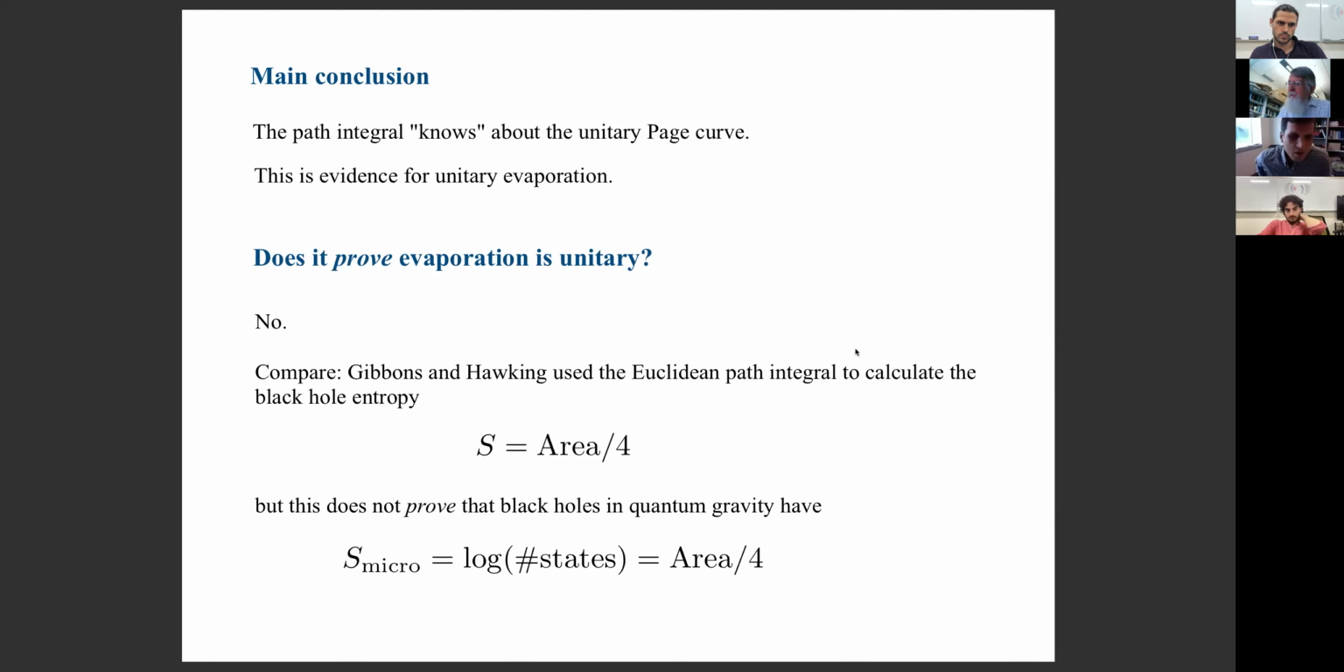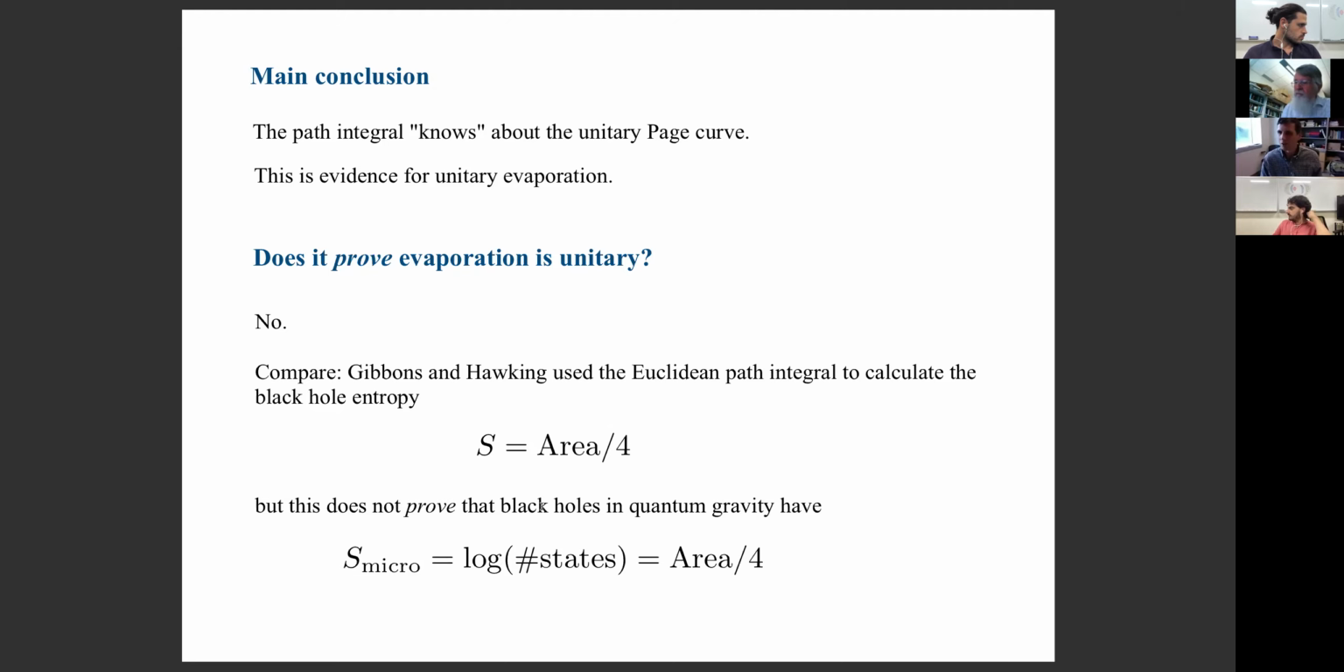So for comparison, let's think about the ordinary entropy of the black hole. Gibbons and Hawking use the Euclidean path integral to calculate the black hole entropy. This is a thermodynamic calculation. They use the Euclidean path integral and thermodynamic formulas to show that the entropy was area over 4, in agreement with the Bekenstein-Hawking entropy. But this does not prove that the actual microscopic entropy of a black hole in quantum gravity is the area over 4.